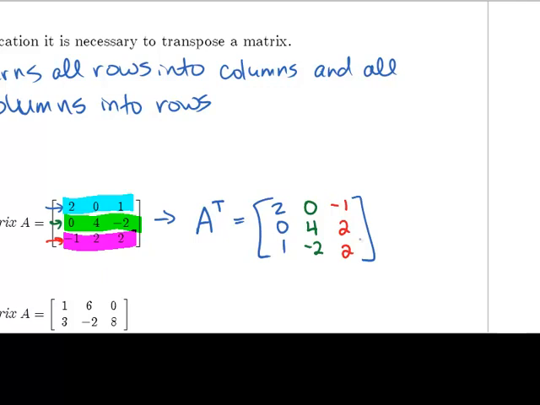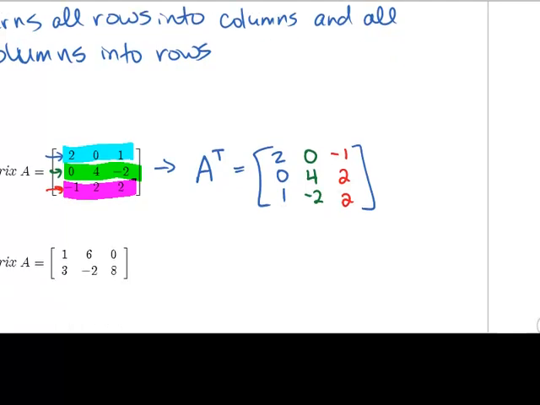Again, we could look at it the other way. We could say, if we think about our first column being 2, 0, negative 1, that's now our first row, 2, 0, negative 1. Second column, 0, 4, 2 is now our second row, and 1, negative 2, 2 is now our third row. So it works that way as well.